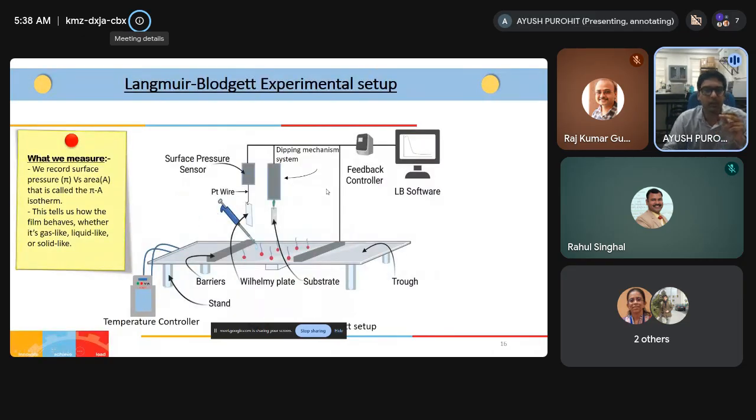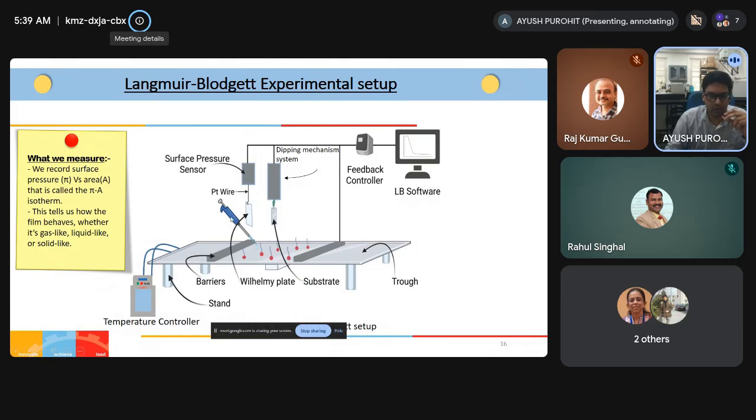So this is the Langmuir-Blodgett setup. Here, this is the trough. In that trough, we pour deionized water having a resistivity of 18.2 megaohm. After cleaning the trough with chloroform, ethanol, and acetone, we pour DI water into the trough, and we make sure that the cleanliness is ideally 0 millinewton per meter in terms of surface pressure.